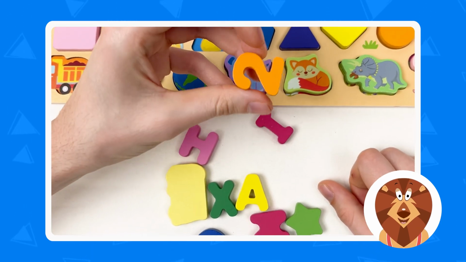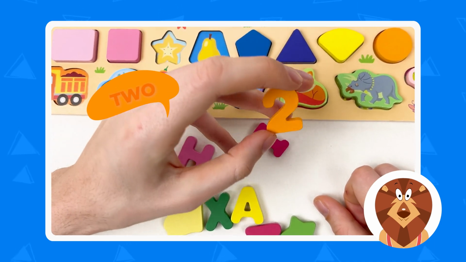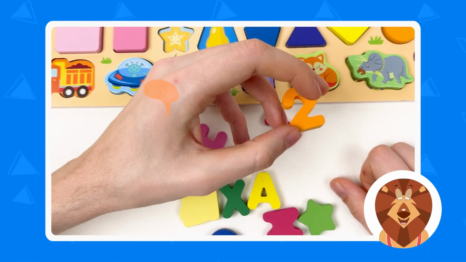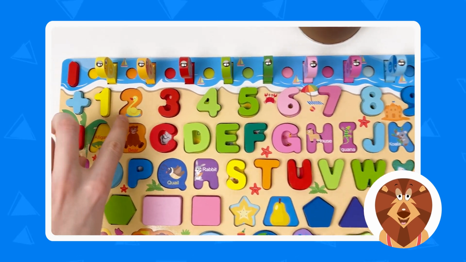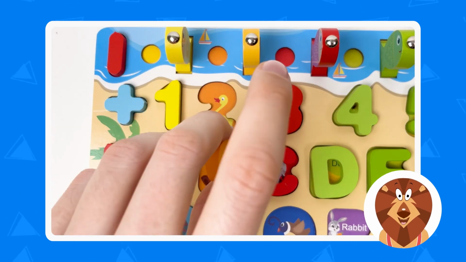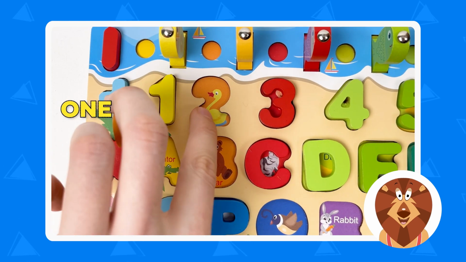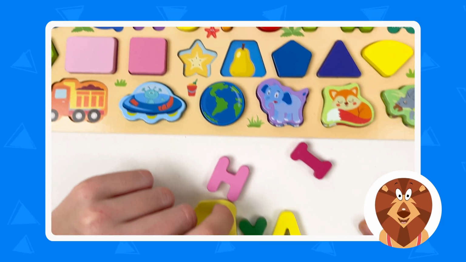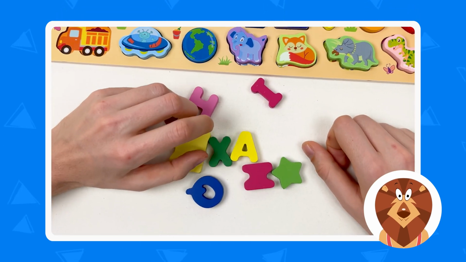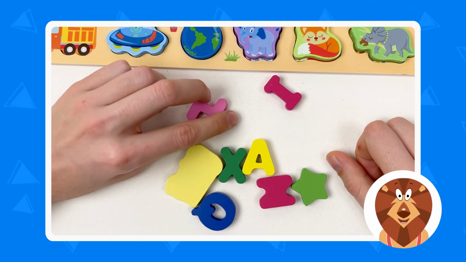And let's take this number. This number is number 2. And where can we place the number 2, can you see on this board? Here is the duck. And duck 2, right? 1, 2. Great! We almost found all our numbers. And let's continue with the letters.